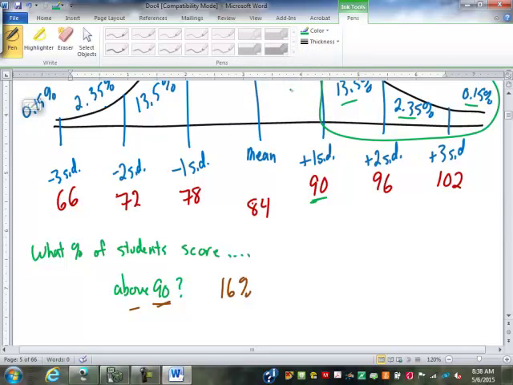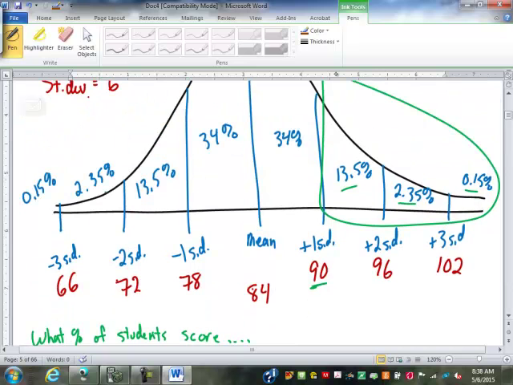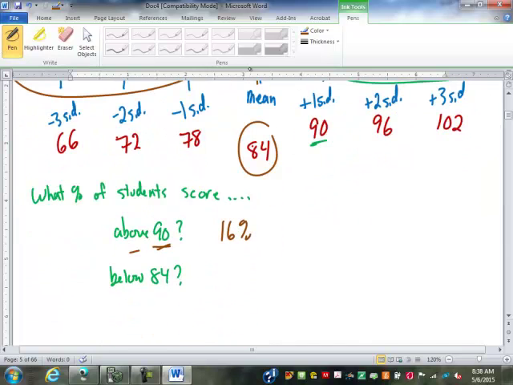Or if I want to know what percent of the students score below an 84. Here's 84. So below 84 would be this way. If I added all those up, what would I get? Well, it's exactly half of the curve, so that should add up to 50%. 50%, half of all students, 50% will score below an 84. Let's say I want to know what percent will score between 78 and 96.